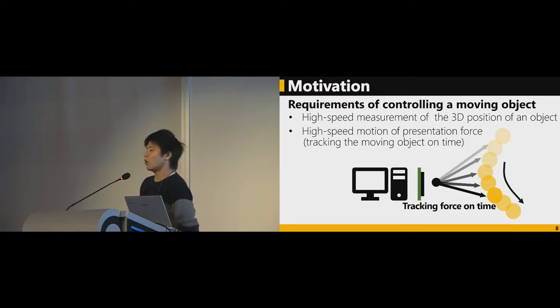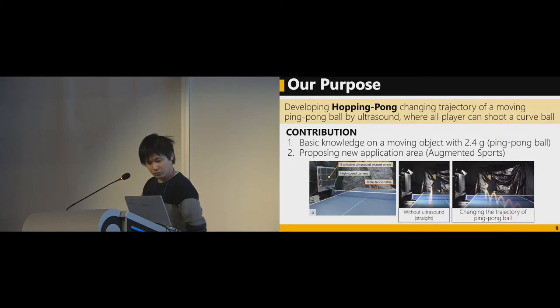Actually, controlling a moving object is a technological challenge because of two requirements. The first is high-speed measurement of the 3D position of an object. The second is high-speed motion of the presentation force. The second one means that, in order to control the trajectory of a moving object, this computational force must track the moving object on time.